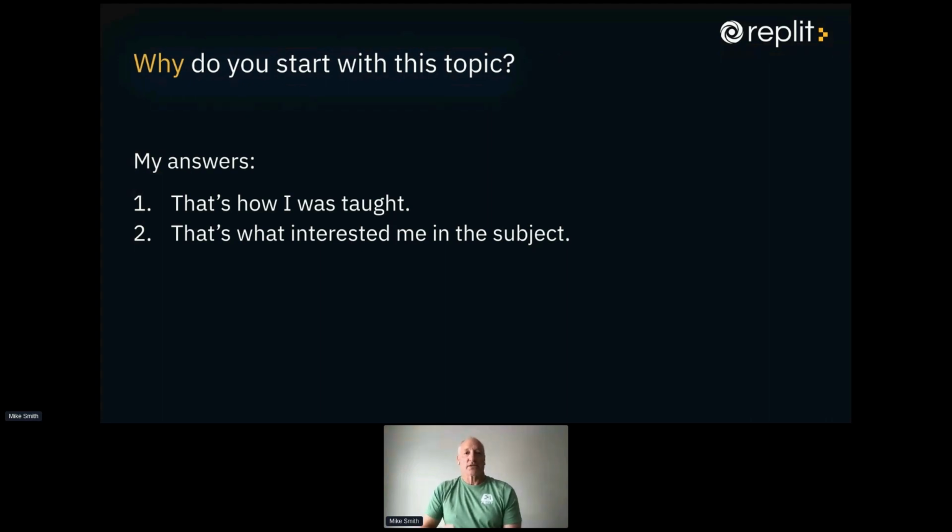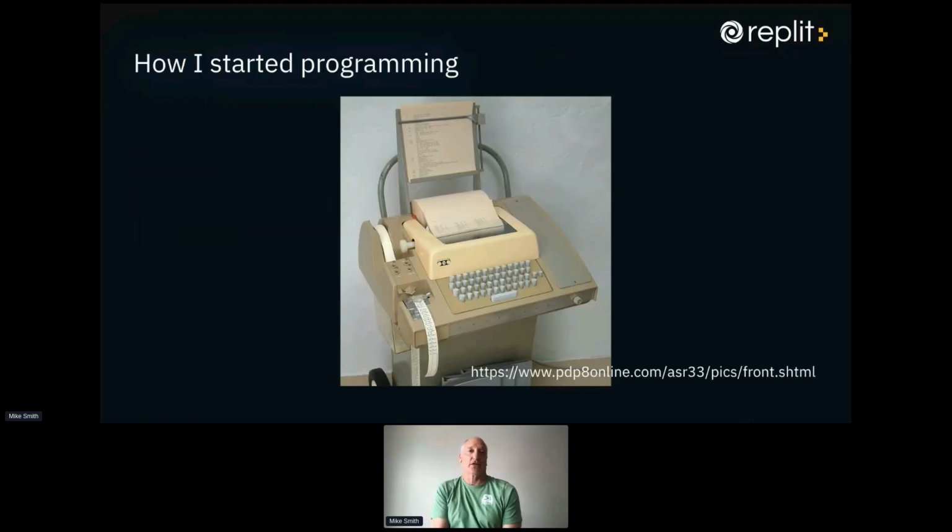Especially the second answer here, what interests me. I've learned very much that today's students are not interested in the subject in the same way that I was at their age. And that's hardly surprising. The world in which I started to program looked like this. I started on what's called a teletype, which is what's in this picture here, connected to a mainframe, which none of my students understand when I use that term anymore, that was connected to a mainframe computer at RCA Labs, right?